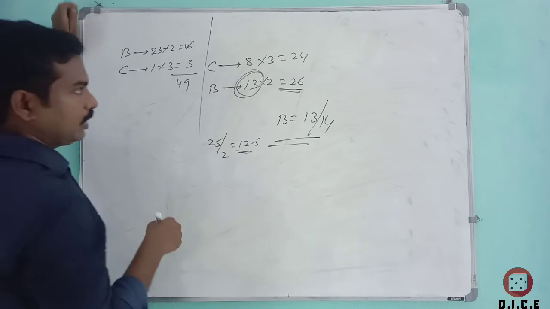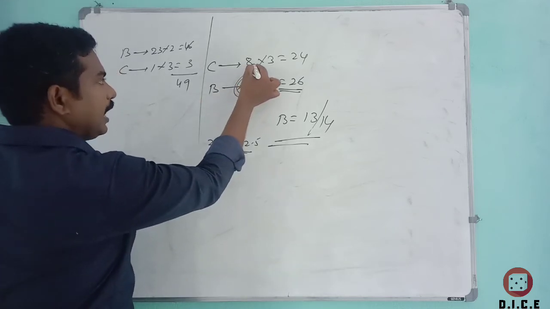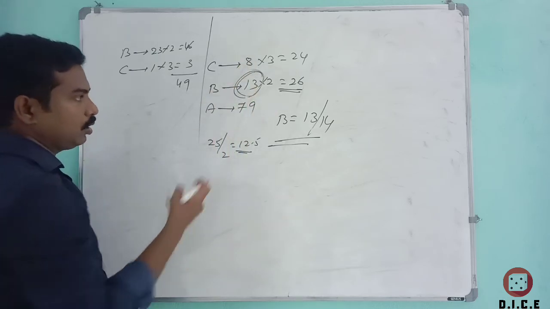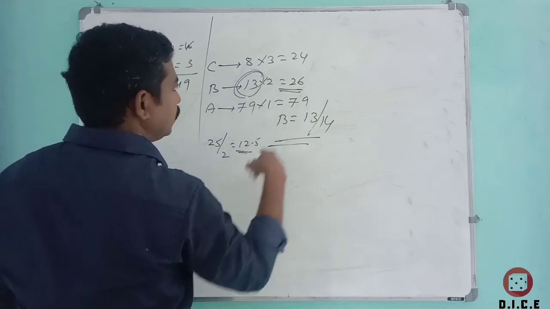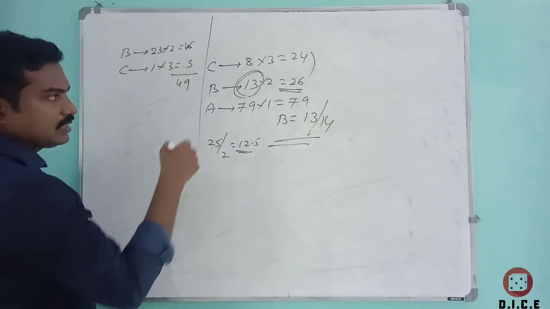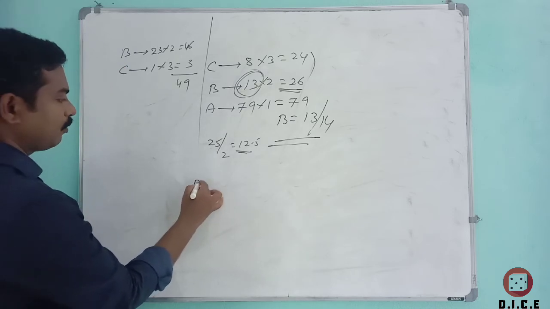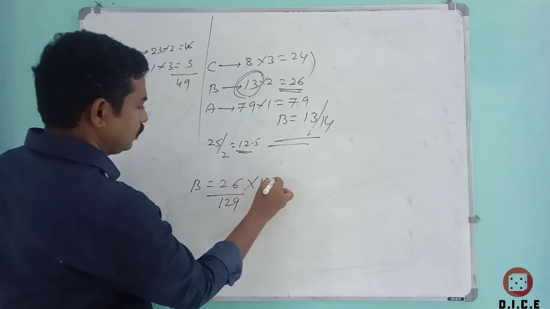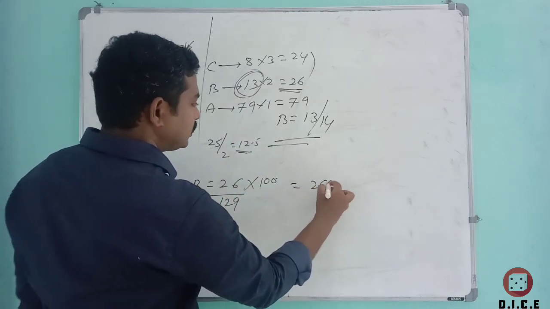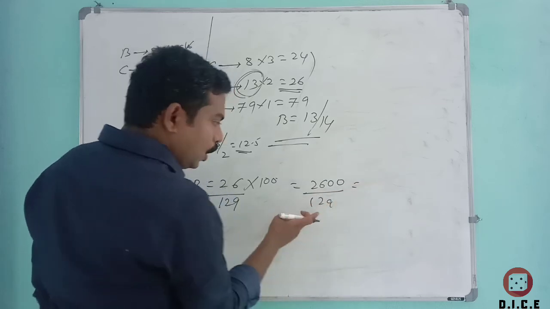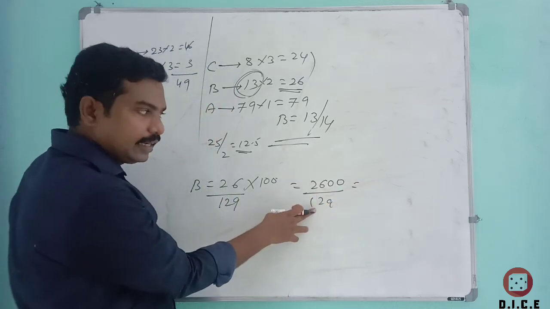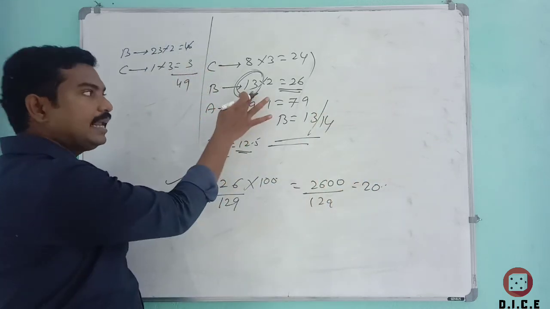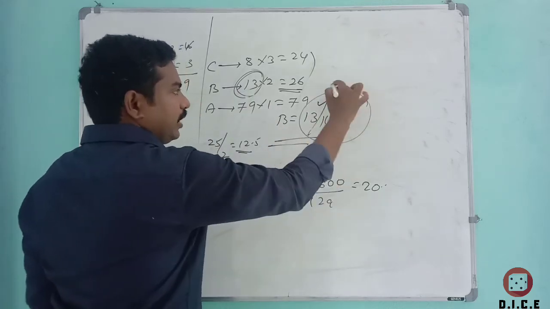Now if you want to check it: C is 8, B is 13, and A will definitely be 79, because 8 plus 13 is 21, plus 79 into 1. 26 plus 24 is 50, plus 79, that is 129. Now check it for B. B is 26 by 129 into 100, that is 2600 by 129. 129 twos are 258, so obviously we will get above 20. So the answer I have taken, 13, is the right answer.